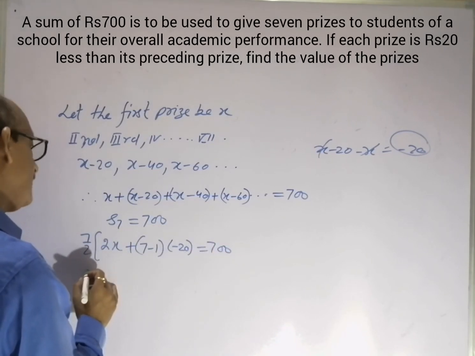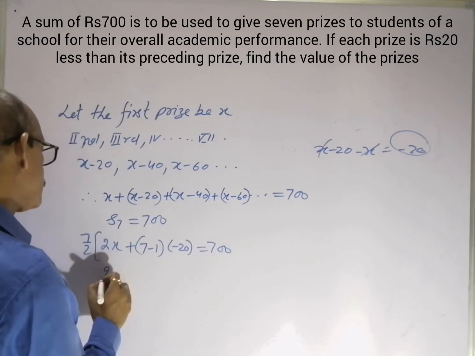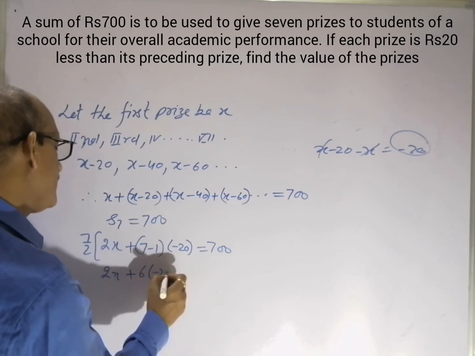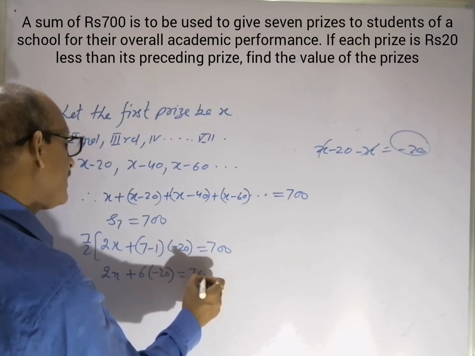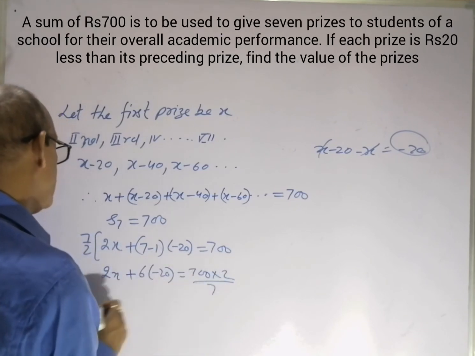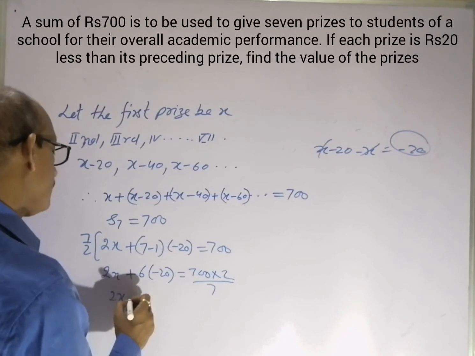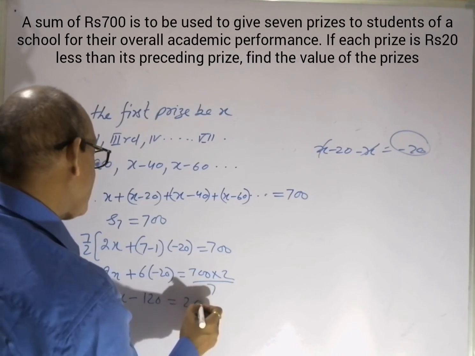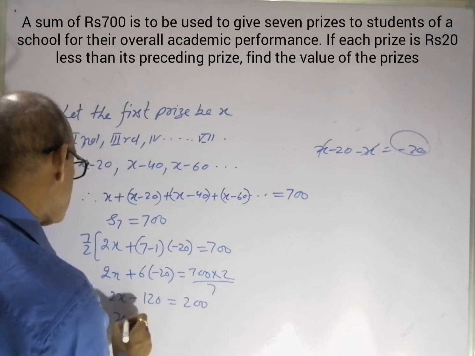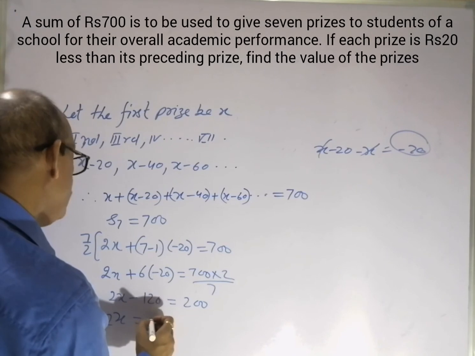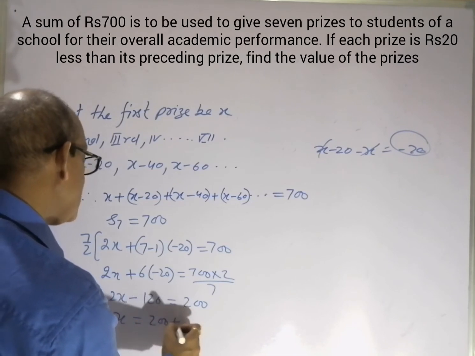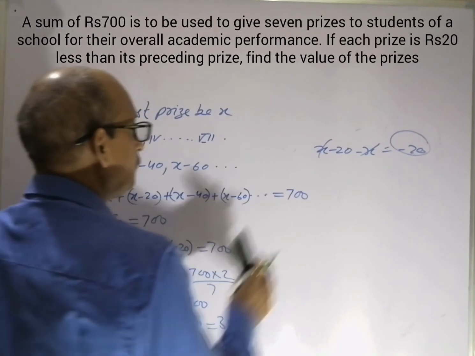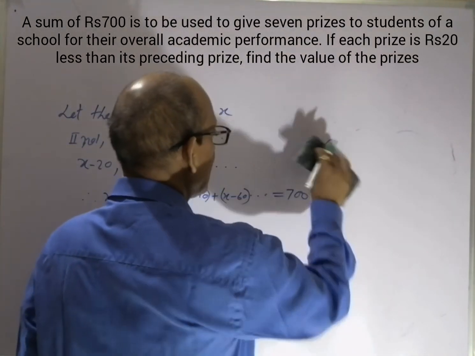That is equal to 700. So it is now 7. This can be shifted to that side. So 2x plus 6 into minus 20, that is equal to 700 into 2 upon 7. So it is now 2x minus 120, that is equal to 200. So we'll get 2x, that is equal to 200 plus 120, that is 320. So it is 320 for the 2x. Then what is x?